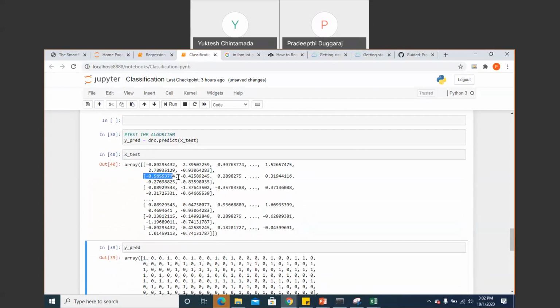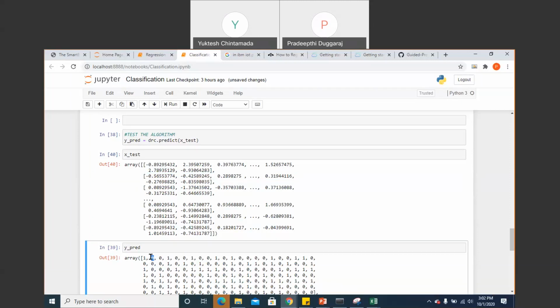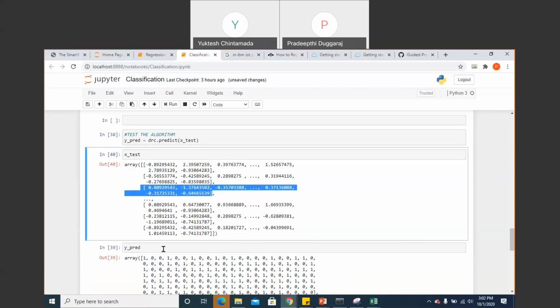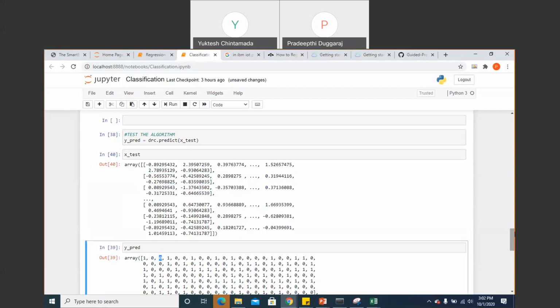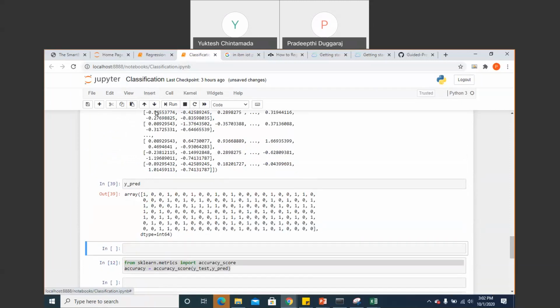For the second row, my model predicted 0. That means she will not be affected with diabetes. For the third row, it predicted 0. So these are the answers that your model has given. Now you can compare these predictions with y_test.